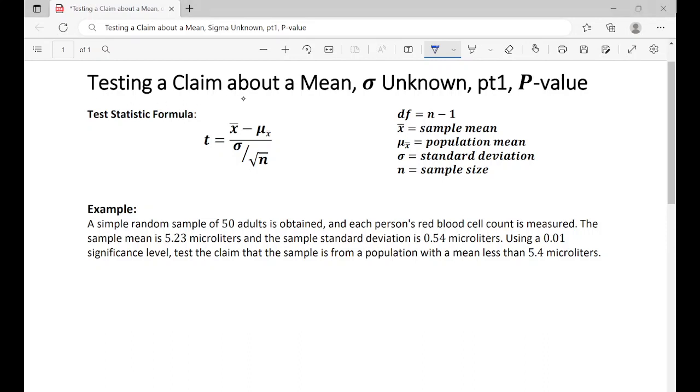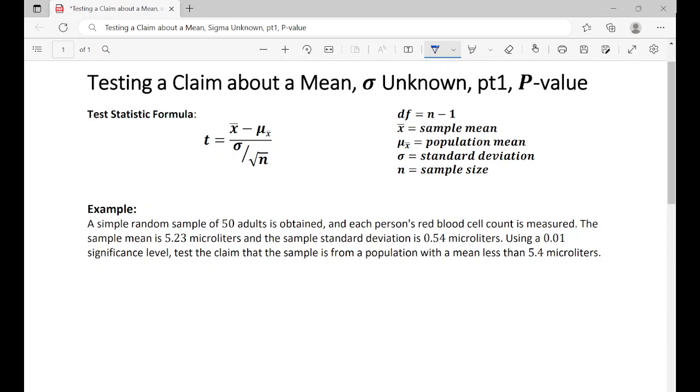In this video, we're testing the claim about a mean where sigma is unknown, and we're going to be using the p-value method. The formula to find the test statistic is this formula here, but since we're using a calculator, we're not going to use it. But if you want to use it, this is what you would use, and this is what each part of the formula over here means.